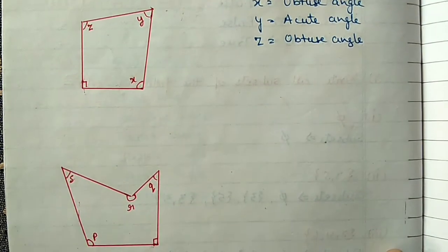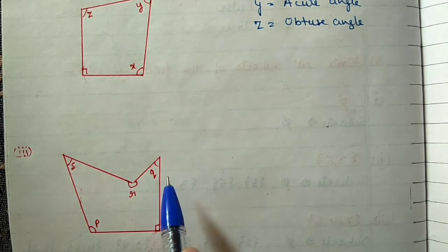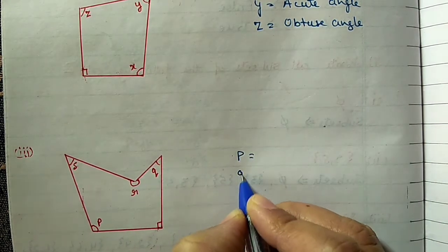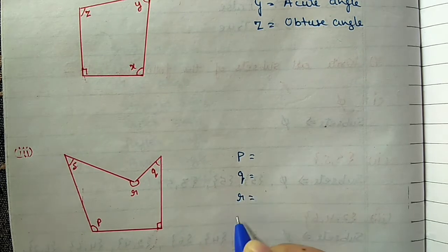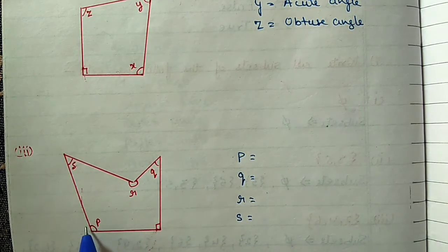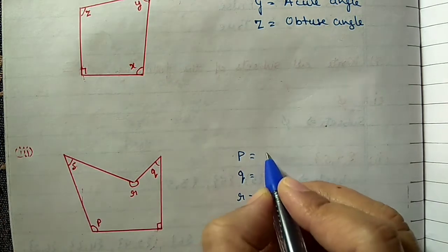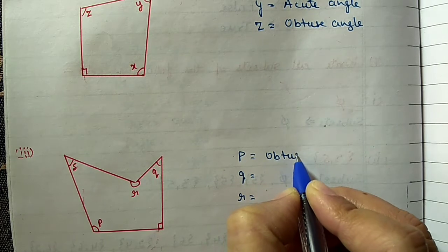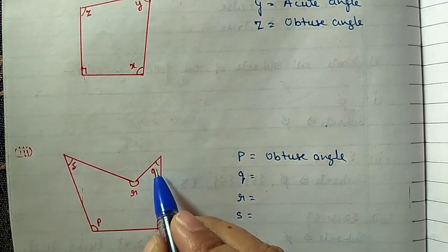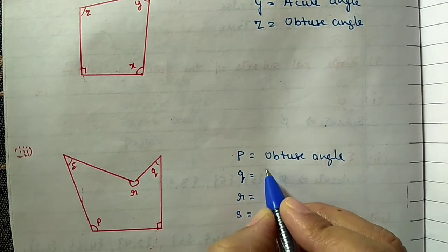Next, third figure we have PQRS. Four angles are there here, P, Q, R and S. If you observe P, you will see it is more than 90 degree. It is bending in this direction. It means it is obtuse angle. Q, you can see it is clear from the figure, it is acute angle. It is less than 90 degree.